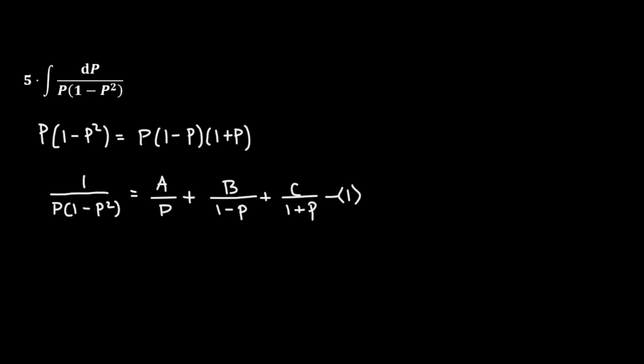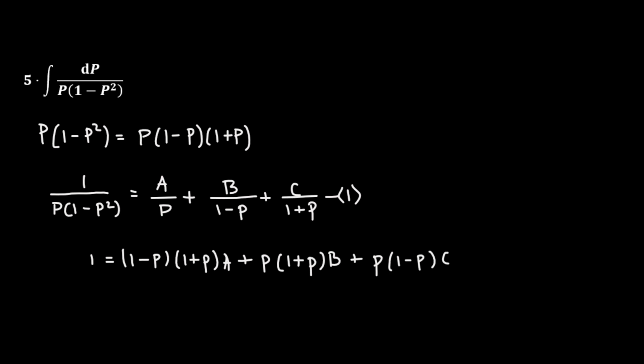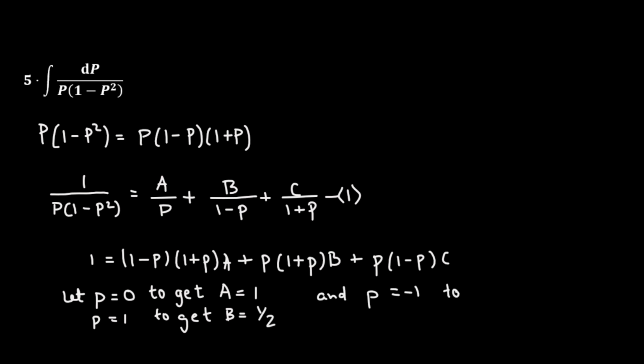And we're going to multiply each side of equation 1 by the least common denominator p times (1 minus p squared) to get 1 equals (1 minus p) times (1 plus p) times A plus p times (1 plus p) times B plus p times (1 minus p) times C. Now let p be equal to 0 to get A equals 1, p be equal to 1 to get B equals half, and substitute p with negative 1 to get C as negative half.